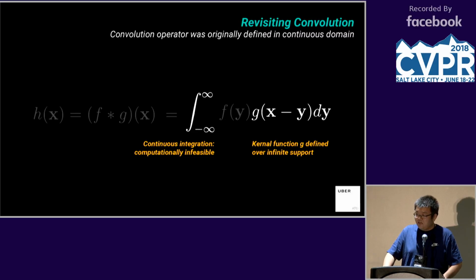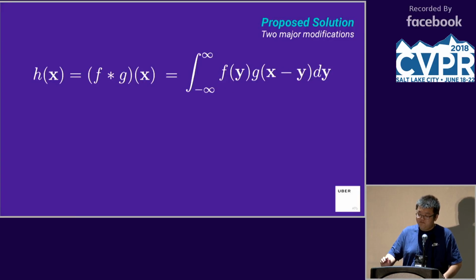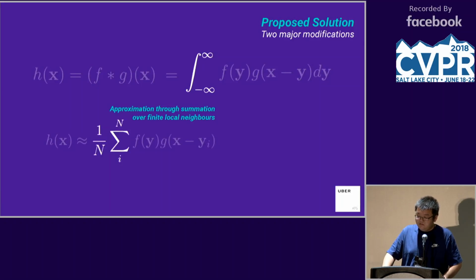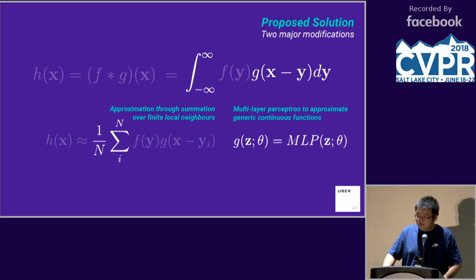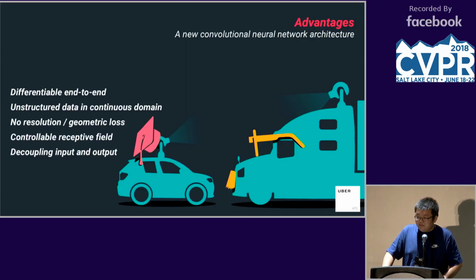So in order to overcome these two drawbacks, we propose two major modifications. Firstly, we approximate our continuous integration using a local neighborhood. And secondly, we use a multi-layer perceptron, which is finitely parameterized, as our generic kernel function. This makes our continuous conv deep learnable again. Based on this layer, we build a neural network architecture that is end-to-end differentiable. It is applied on unstructured data over continuous domain with no geometric loss at all, and our input and output could be different.